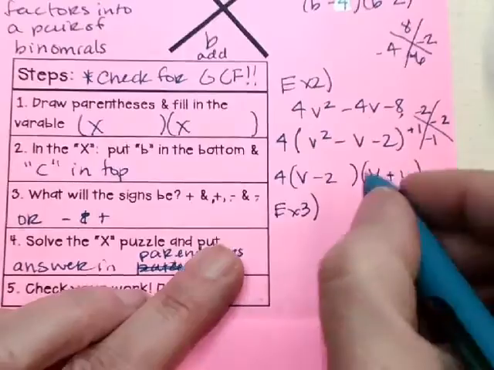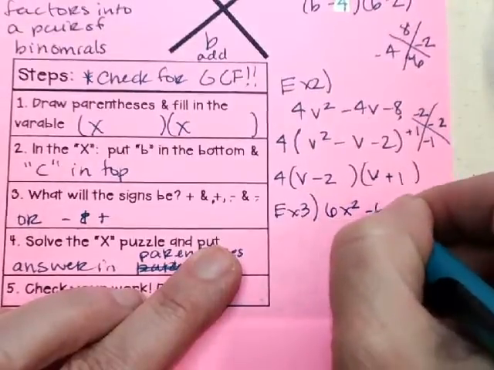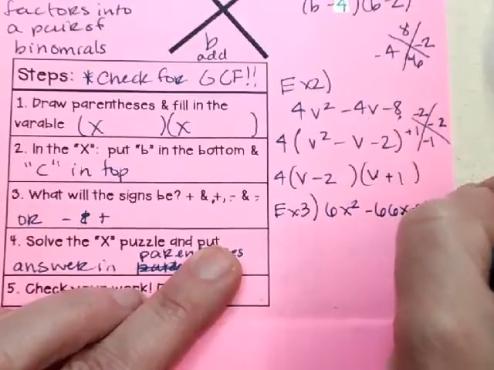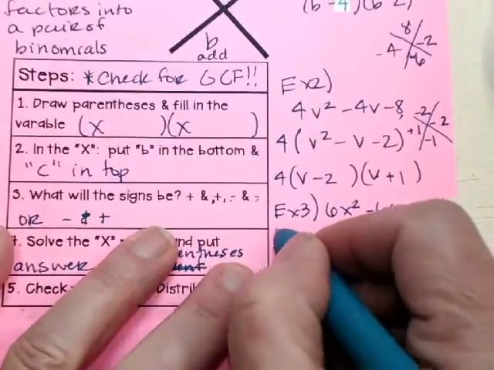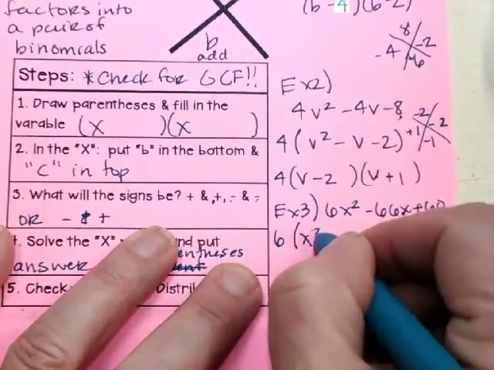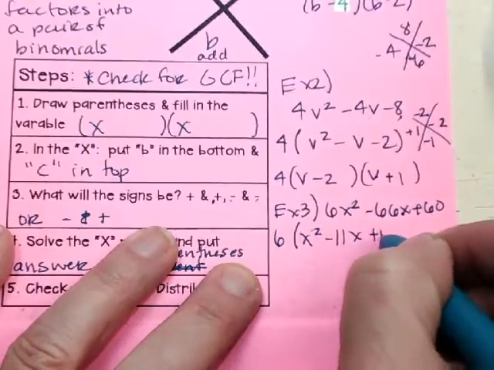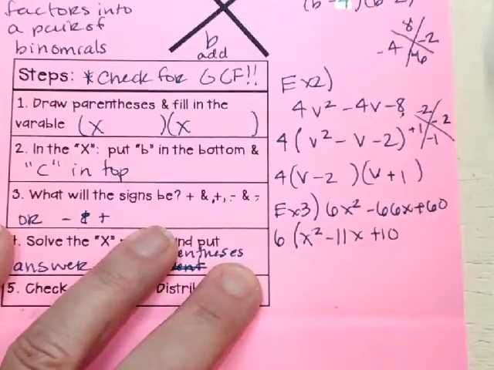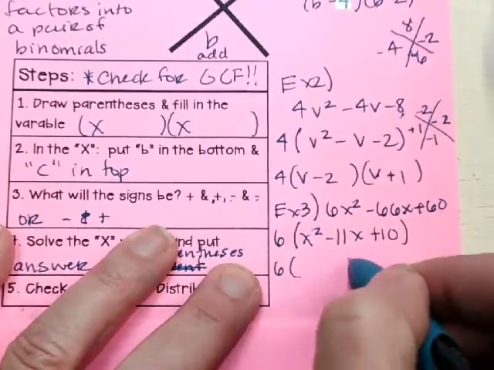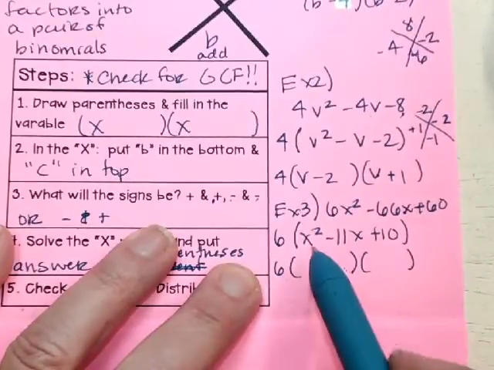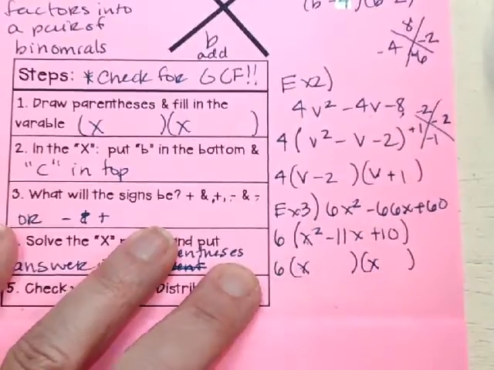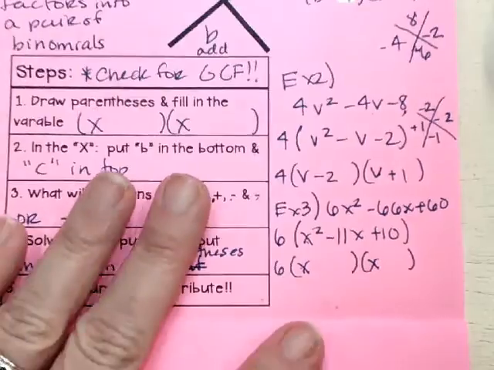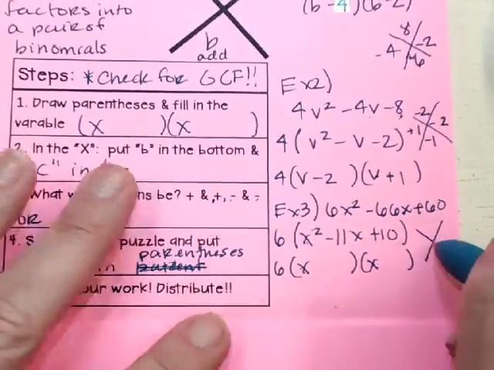So here I've got 6x squared minus 66x plus 60. Do I have a greatest common factor? I do. It is 6. And so that leaves me with x squared minus 11x plus 10. So it's going to factor to be a binomial times a binomial. And these two terms have to give me this one. So x times x is x squared. Now I've got to work out my other factors here.